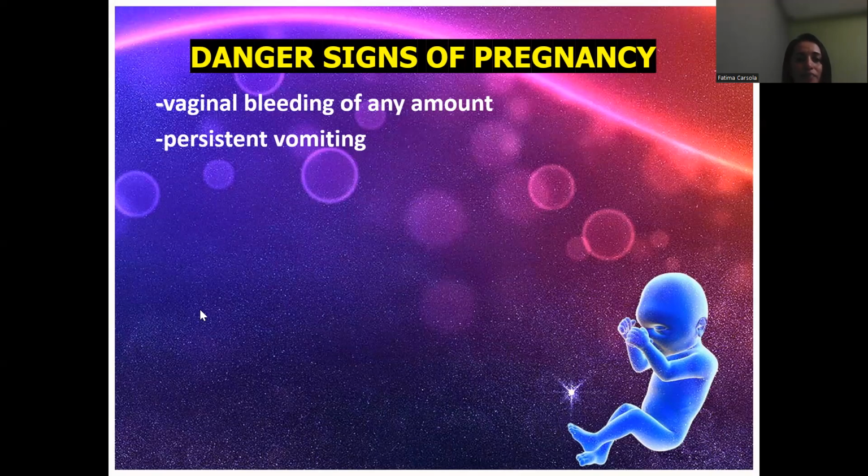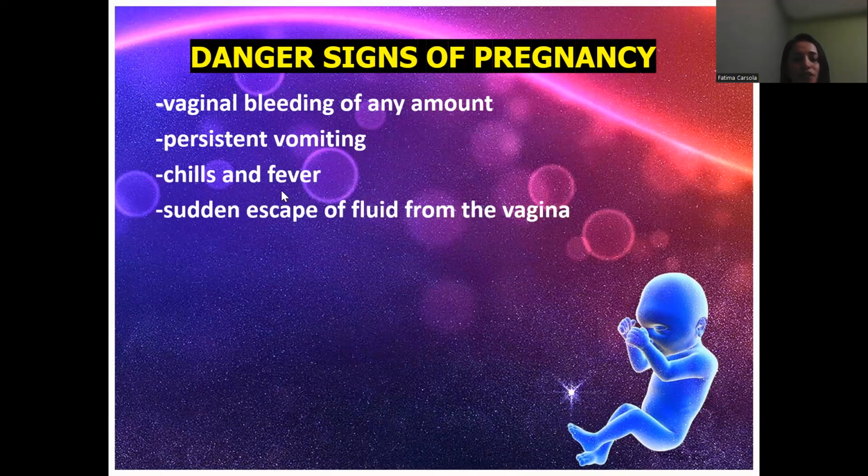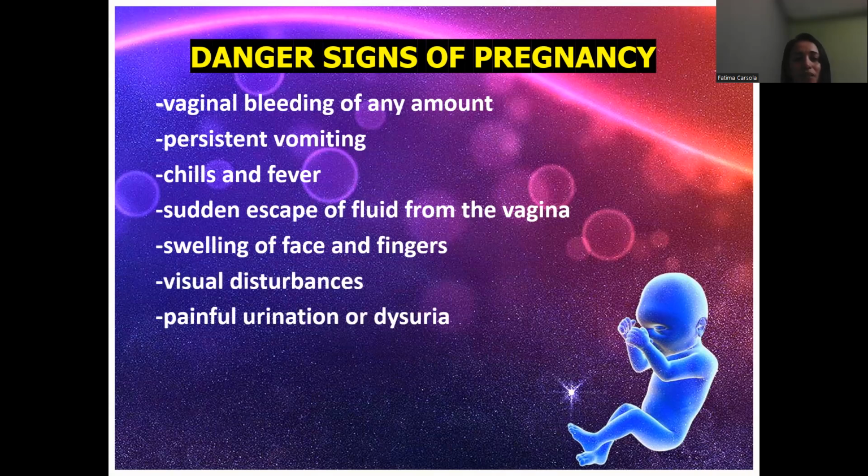Next is chills and fever, which might be suggestive of infection. Sudden escape of fluid from the vagina could be suggestive of preterm labor. Swelling of the face and fingers could be signs of preeclampsia or hypertensive disorders in pregnancy. And visual disturbances. When we say visual disturbances, you might be seeing or having curtains before your eyes, and that could be a sign of high blood pressure.